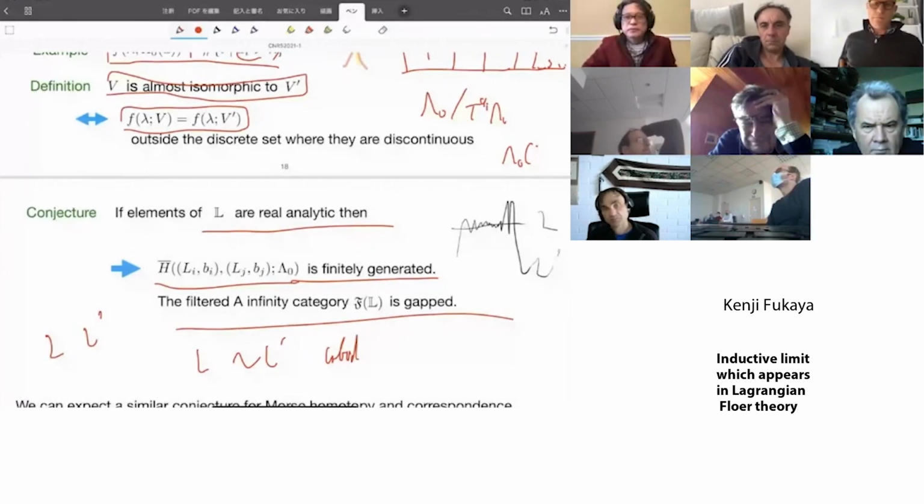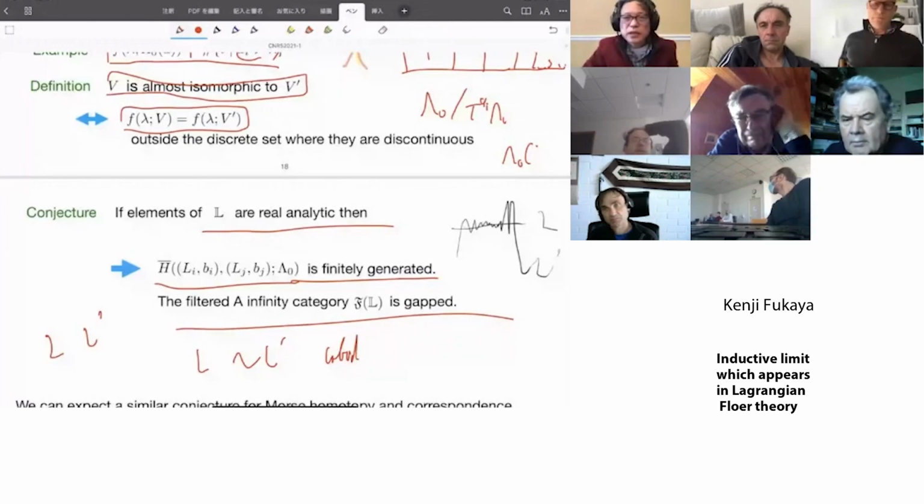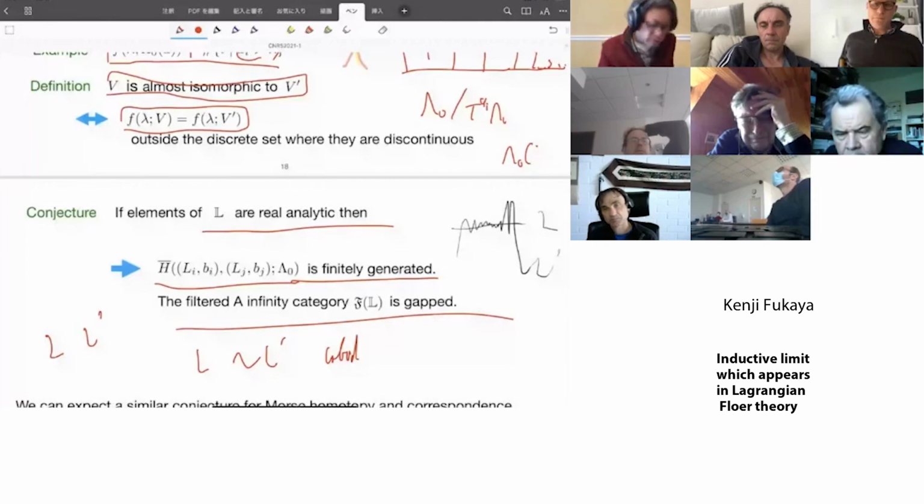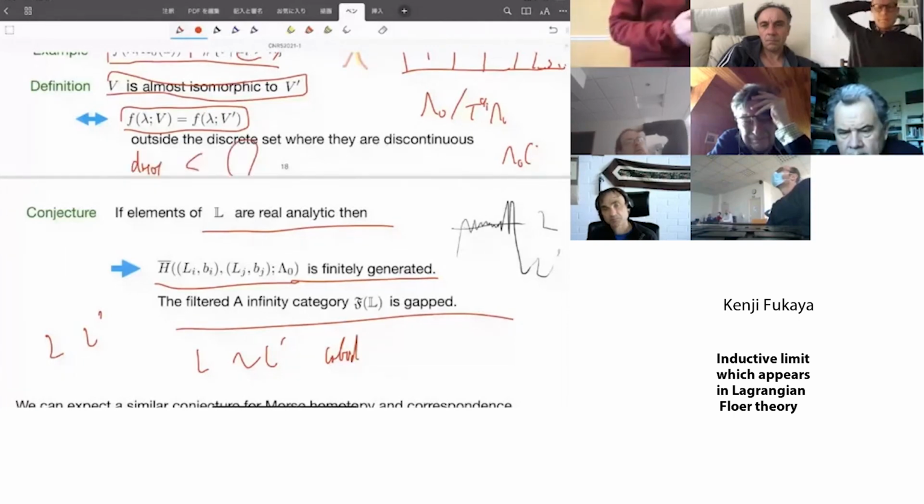Which way is the inequality? Pardon? Which way is the inequality? So the Hofer distance is estimated by this area.